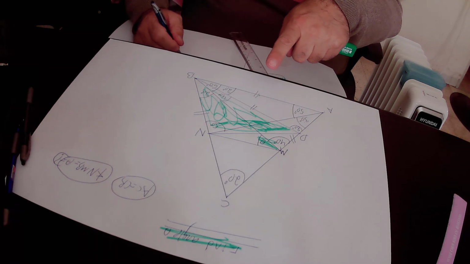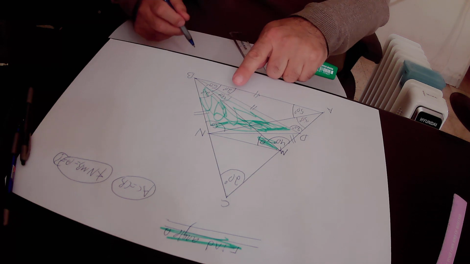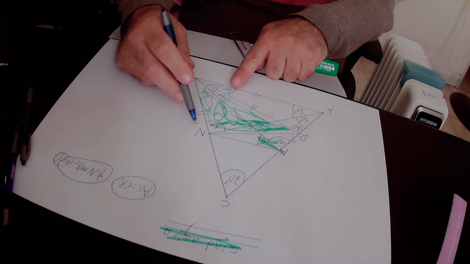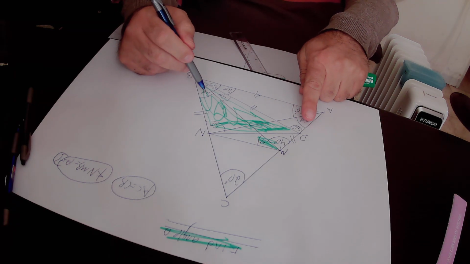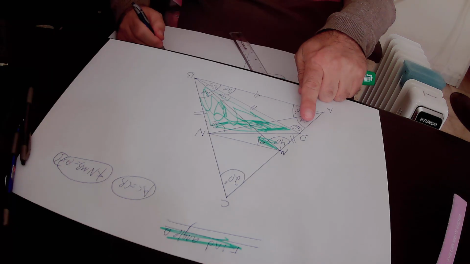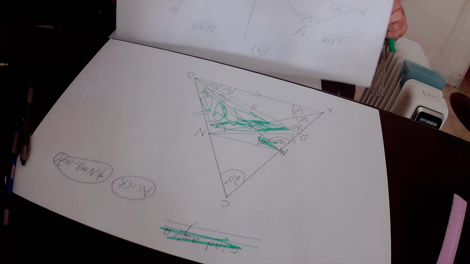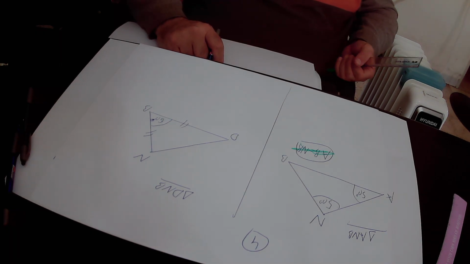DB equals NB. Angle NBD equals 40 degrees plus 20 degrees, that is 60 degrees. So actually, this is triangle NBD that I quote from the original drawing.